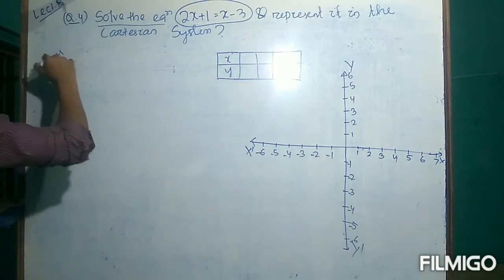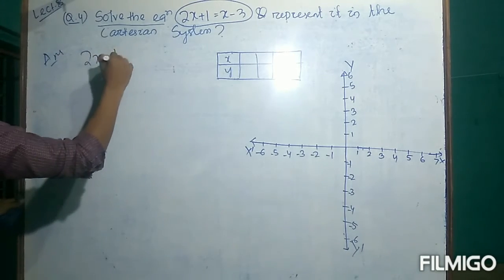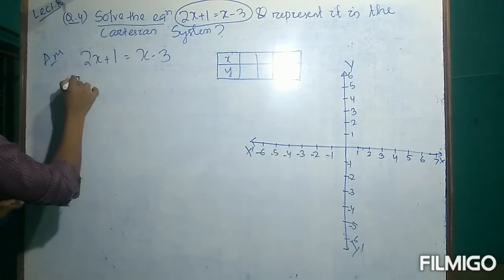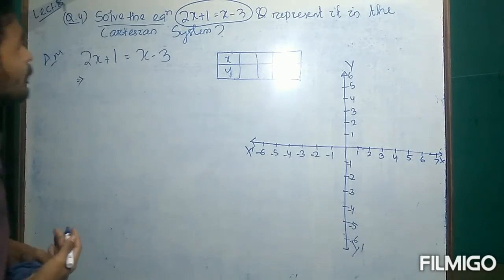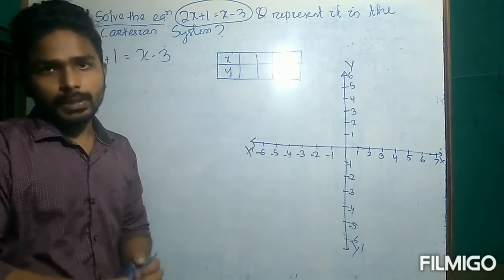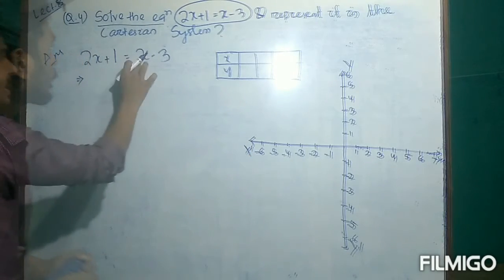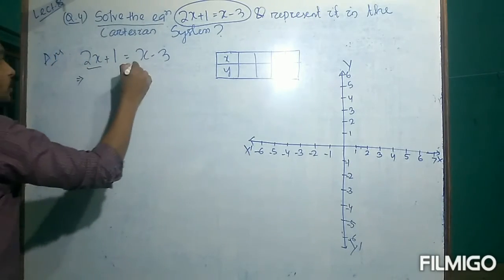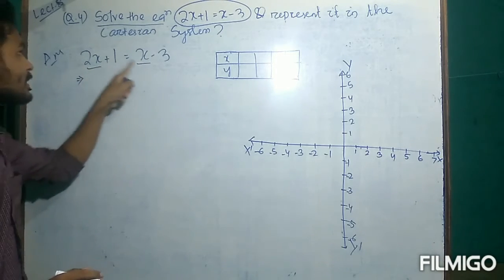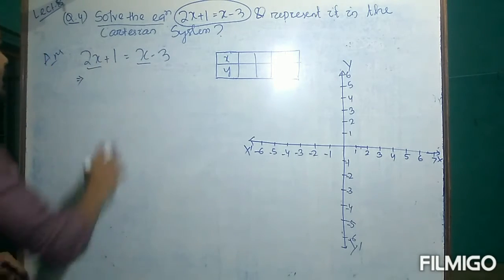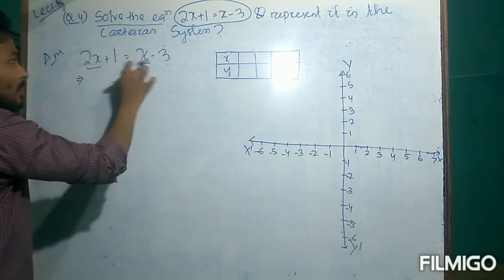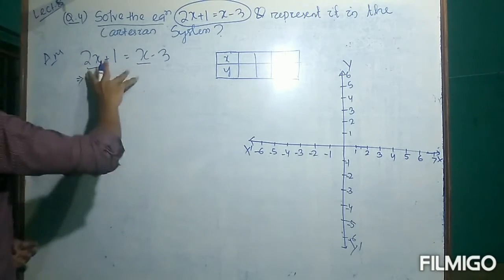So the equation is 2x plus 1 is equal to x minus 3. Now how can we solve it? In order to solve it, you have to first make all the like terms nearer to each other. So in LHS and RHS, you can see these two terms are like terms. Why are these two terms like terms? Because they have the same variable as well as the same exponent, that is 1. So these two terms are like terms.